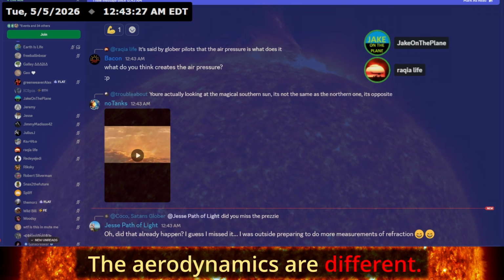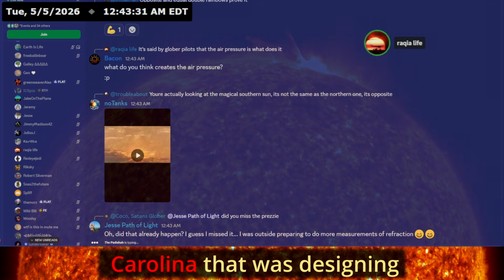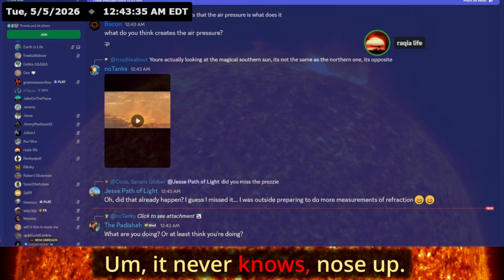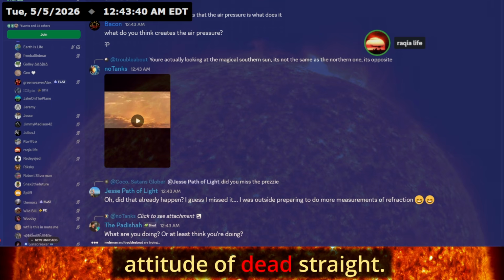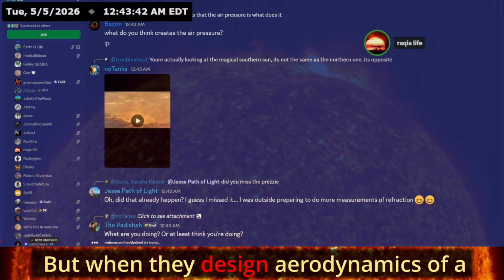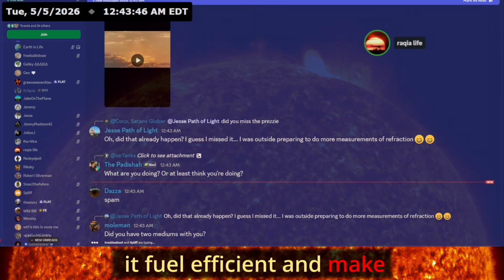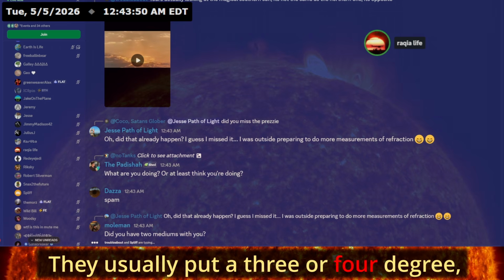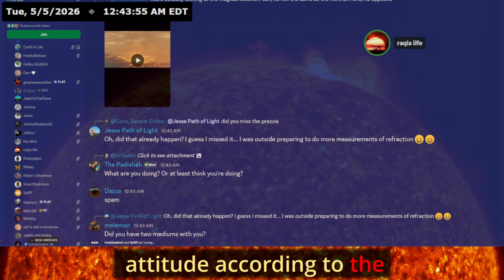The aerodynamics are different. When I was part of a design team in South Carolina designing a pusher airplane, it never nosed up. It was always designed at an attitude of dead straight, right? But when they design the aerodynamics of a passenger airline to make it fuel efficient and make it not tear apart, they usually put a 3 or 4 degree fuselage nose up attitude according to the wings.